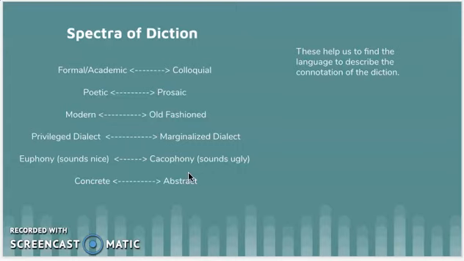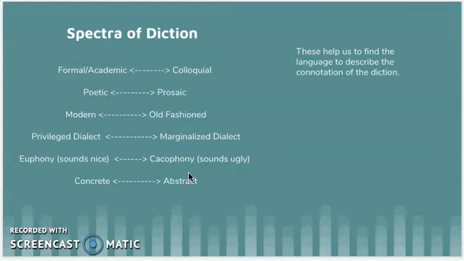Poetic versus prosaic. Poetic would be language that sounds like it belongs in poetry. It's elegant, it's refined. Prosaic would be, again, a simpler, down-to-earth kind of language, right? Modern versus old-fashioned. Privileged dialect versus marginalized dialect. So there, I think a good example of that would be Theme for English B, which we'll talk about in a second, where Langston Hughes actually wants to use a kind of language that sounds black because he's black and he wants to create a poetry for the African-American voice. And so he decides to use language that represents his more marginalized dialect rather than the language only of the privileged dialect, which would be the kind of white upper middle class.